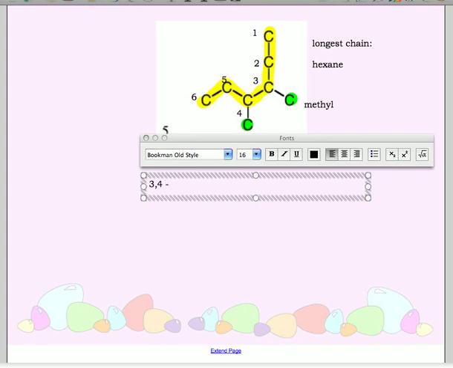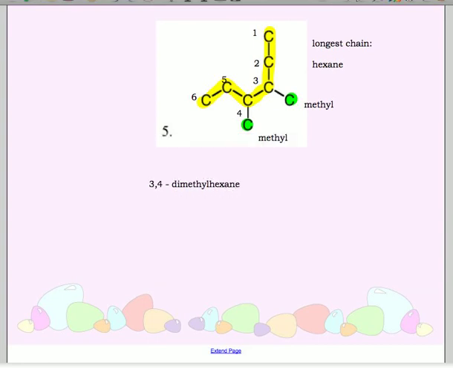Since there's 2 methyls, we need to let them know that, so we have to put a di in front. If there's 3 methyls, we'd have to say tri. If there's 4 methyls, we'd have to say tetra. So 3, 4 dimethyl. And then we look at our longest chain, which was a hexane. And that is our guy right here. So 3, 4 dimethyl hexane is our full name.